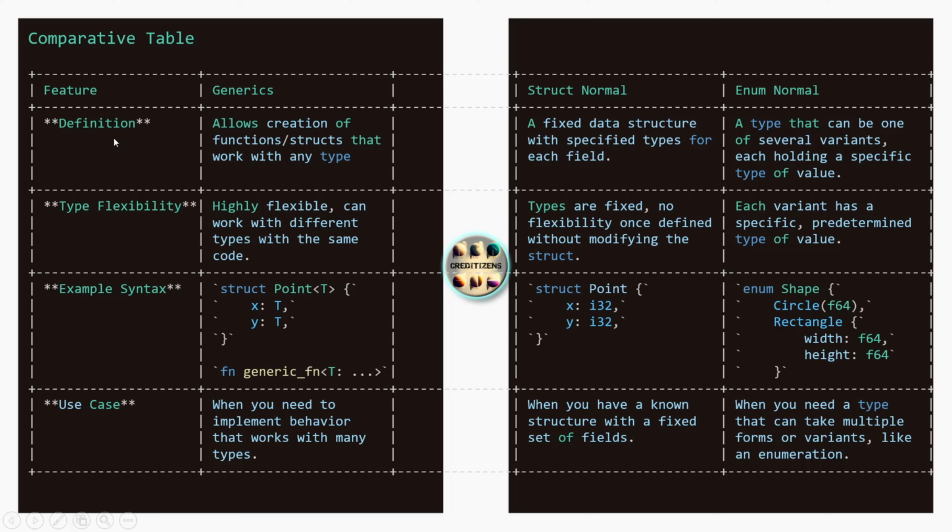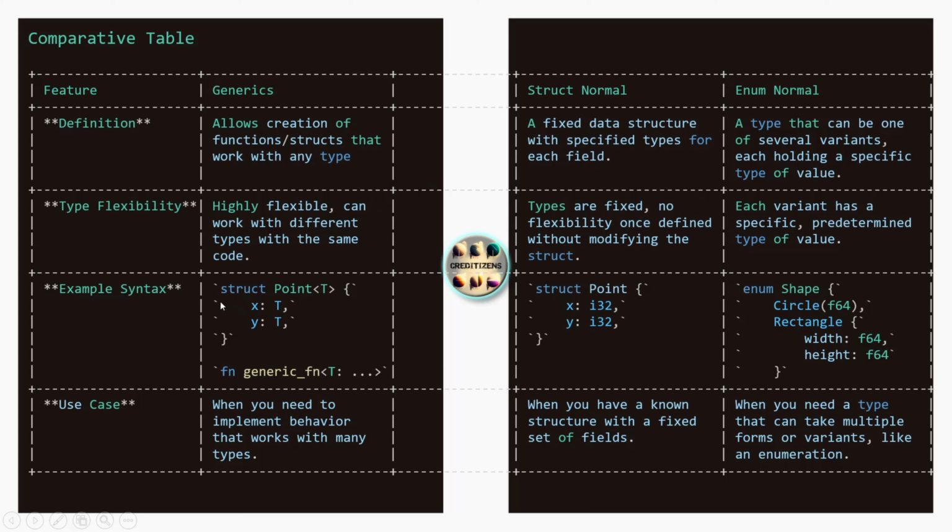For the definition, here you already know the definition. The type flexibility now. The generics are highly flexible, can work with different types with the same code. So I would say it's reusable. And here the struct's types are fixed, no flexibility once defined, modifying the struct without modifying the struct. So here just tell yourself that when you create a struct, you have those fields and it's limited to those fields anyway. Enum, each variant has a specific predetermined type of value. Okay, so here it's a little bit better than a struct, but it's not better than generics, because here you have to define the type anyway.